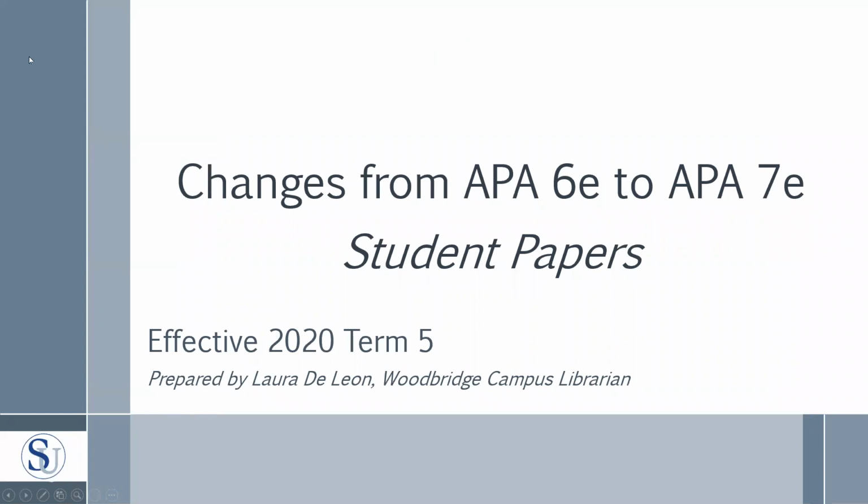So when we talk about the changes between the 6th edition and the 7th edition, we're talking about changes in student papers only. APA has separated out student papers versus professional papers. So we're only going to be looking at the changes for student papers. Now, of course, this is effective in 2020 Term 5, so that's coming up very soon.